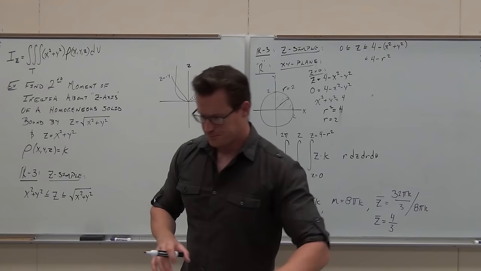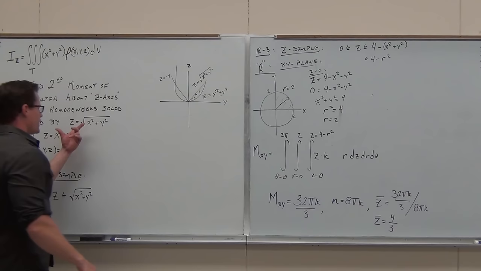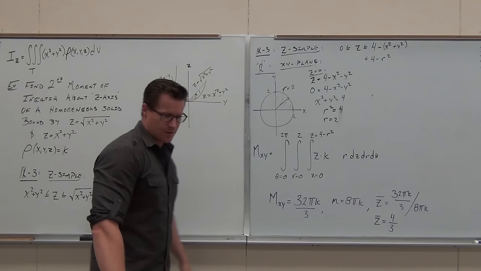Okay. There is another way. There's actually two other ways. One way is you find, well, I don't want to show you that way. I could. I really don't. One way is you find the intersection.